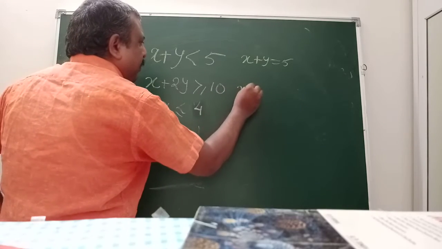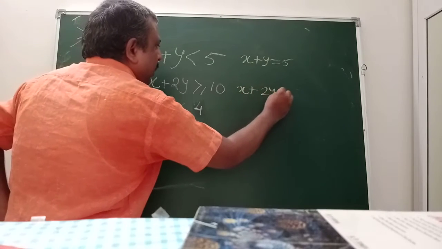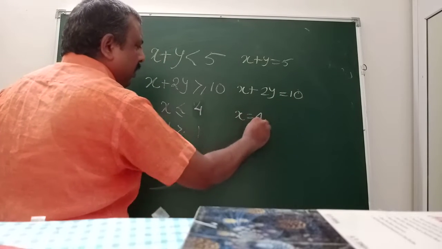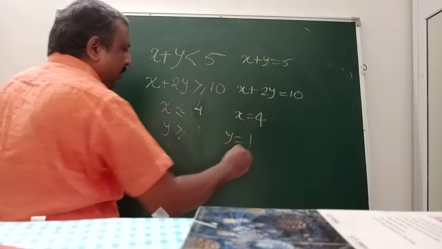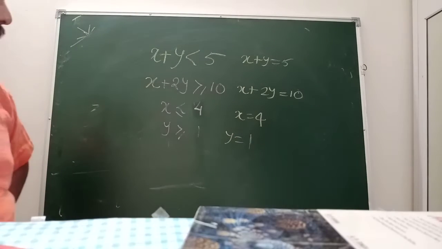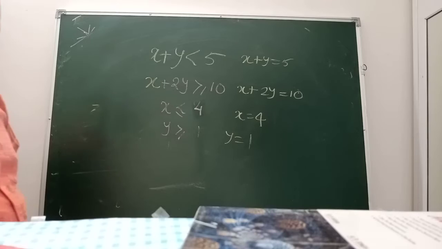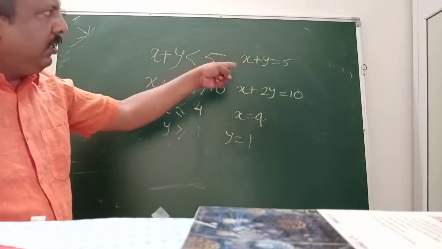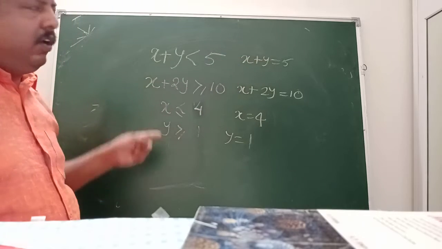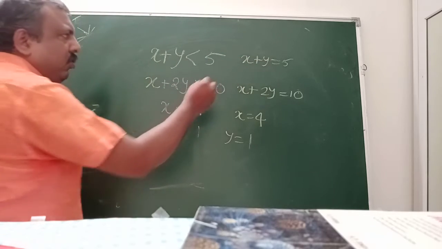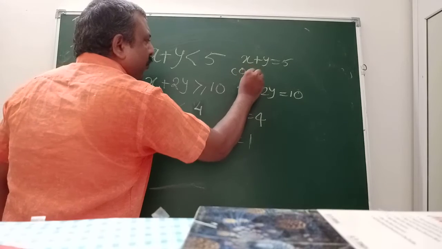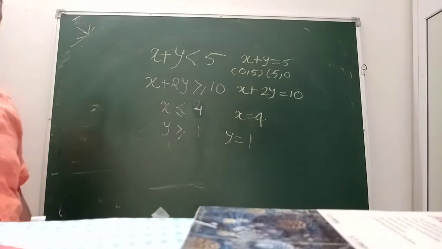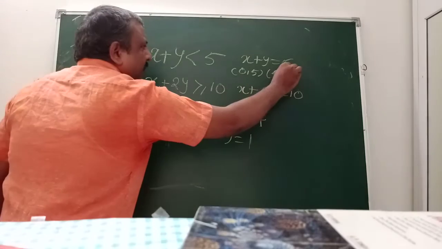Now x plus 2y equal to 10, x equal to 4 and y equal to 1. So now these are the four equations. First you find the solution of the equation and then plot the line of this equation on the graph paper. So what are the solutions? Directly you can say 0, 5 and 5, 0 are the most convenient and suitable solutions. Okay, 0, 5 and 5, 0.